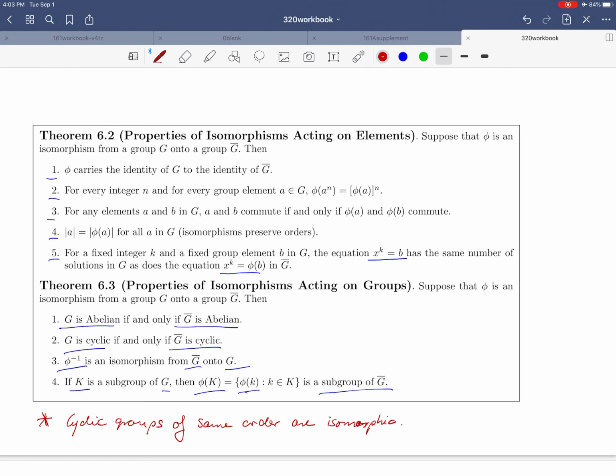And you could think about it this way: you have a cyclic group, it has a generator. Define an isomorphism from that generator to the generator in G bar, and then everything will behave exactly the same. So if this is G, then this will be your G bar.